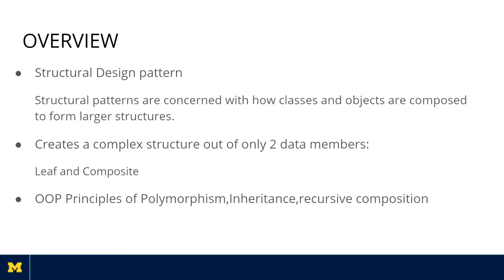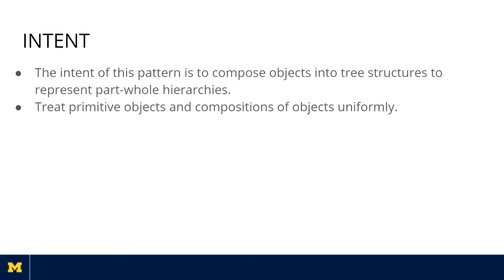And in a composite design pattern, we create a complex structure out of only two classes. One is called leaf and the other is a composite object. You use principles of polymorphism, inheritance, and recursive composition to form a complex structure out of these two components.